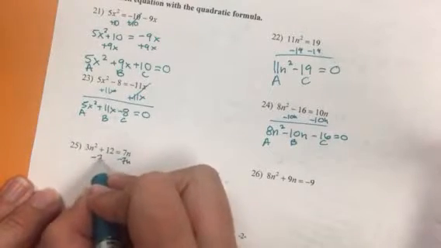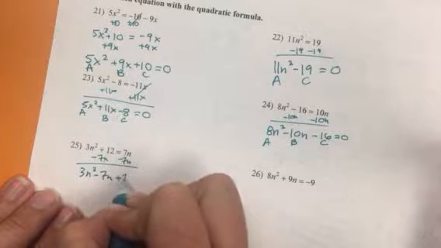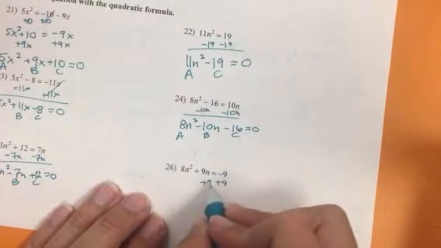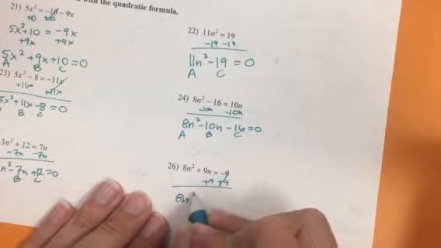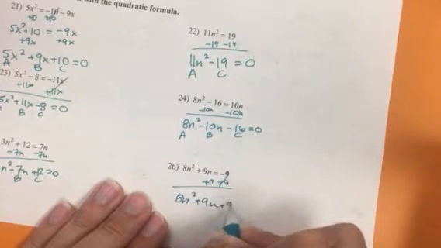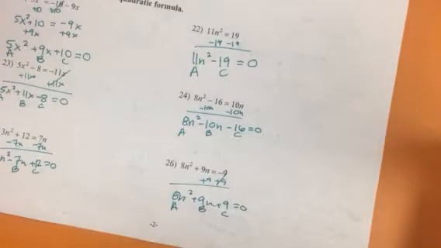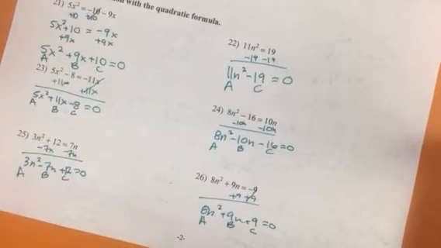Minus 7n. 3n squared minus 7n plus 12 equals 0. A, B, C. Add the 9. This time that 9 goes on the end because it's the constant. A, B, C. Make sure you plug those into the quadratic and simplify.